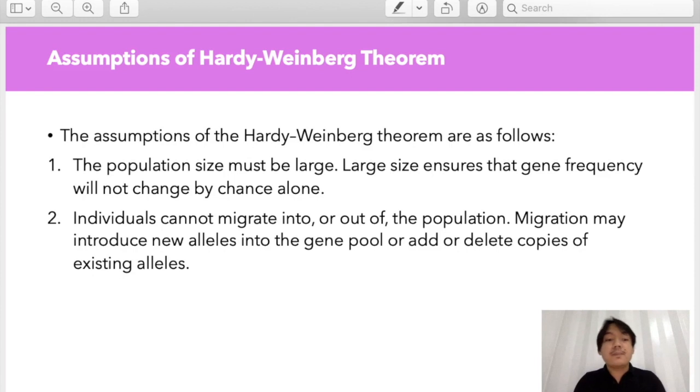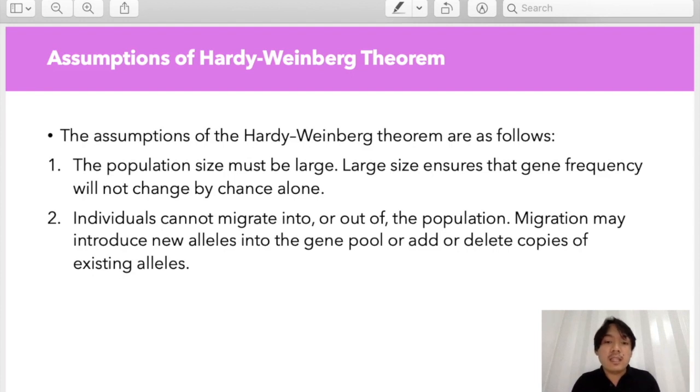We have number one, the population size must be large. A large size ensures that gene frequency will not change by chance alone. So there must be a participation of not just a few but a lot of organisms or species for the variation to happen. Next, individuals could not migrate into or out of the population.